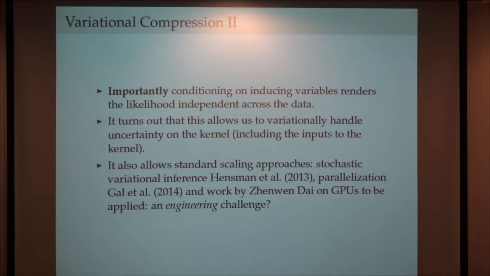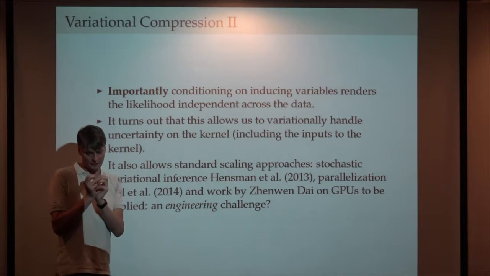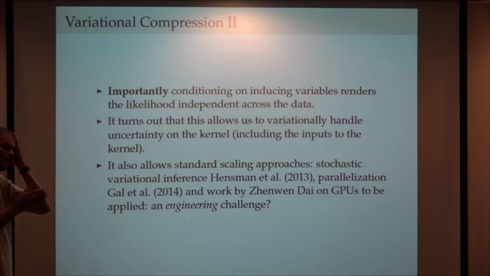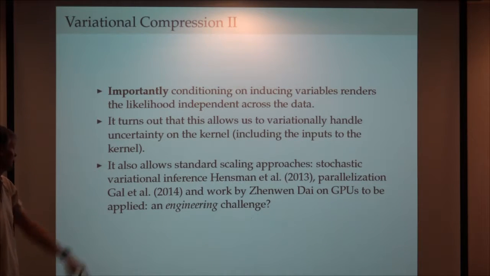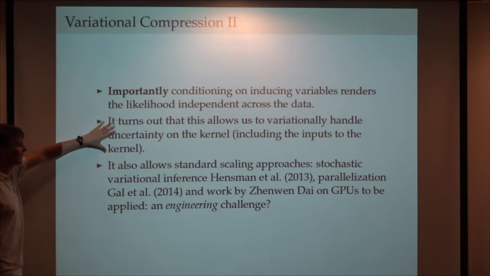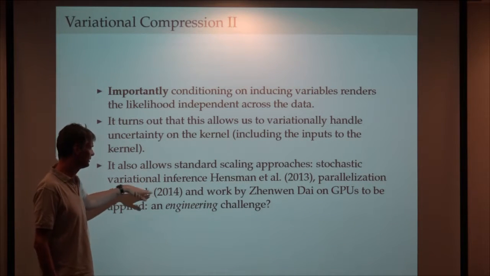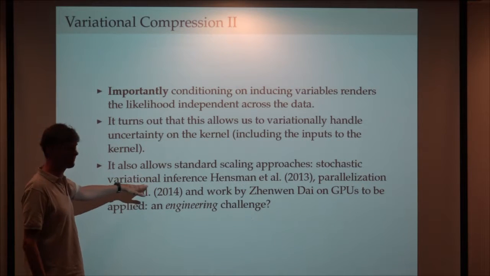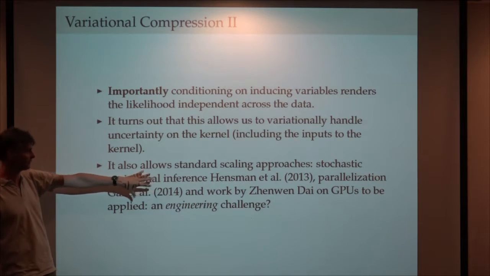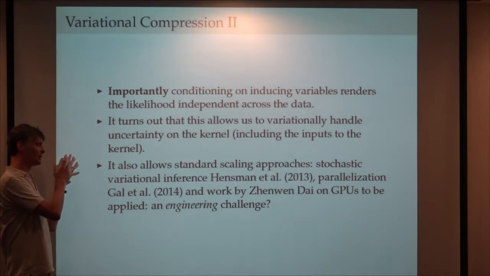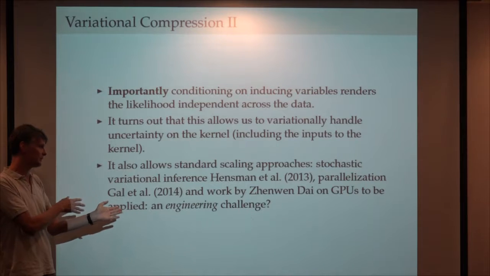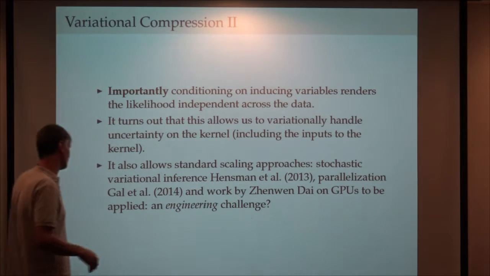Conditioning on the inducing variables renders the likelihood independent across the data. Once you've got this set of inducing variables, if you've got them right, it's not the original likelihood, but something that looks like a likelihood that's independent across the data. It turns out that we can allow some variational handle of the uncertainty on the kernel as well, so we can deal with the inputs of the kernel. This allows us to apply a bunch of interesting scaling approaches. There's work by Hoffman and Blei and others on stochastic variational inference, which is super important work in scaling up Bayesian models. This approximation allows us to apply stochastic variational inference to Gaussian processes, and that's some work by James Hensman and myself.